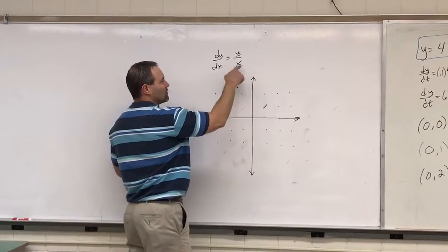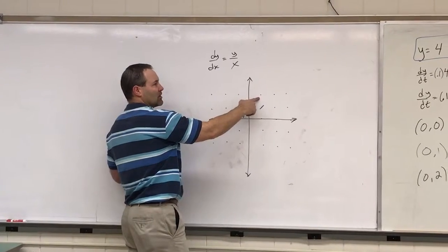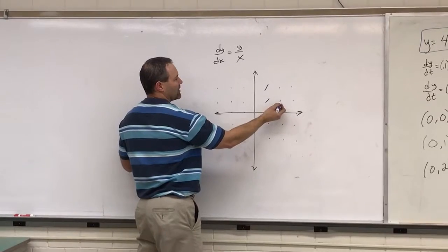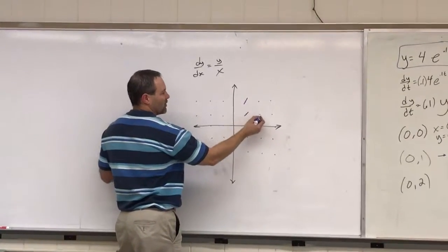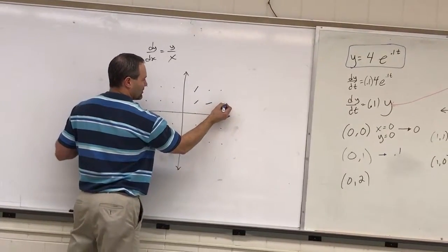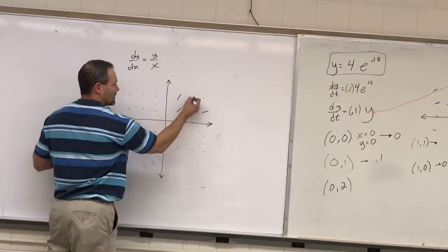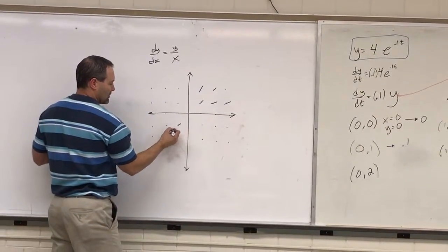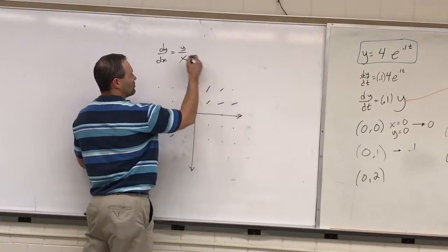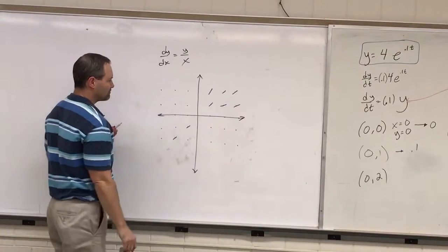At 1, 2. When x is 1, y is 2. It's 2, so it's steeper than that one. At 2, 1, x is 2, y is 1, so that's 1/2. At 3, 1, it's 1/3. It's getting flatter. At 2, 2, it has a slope of 1. Same with -1, -1. At 3, 2, plug in 3 for x, 2 for y, 2/3. Something like that.